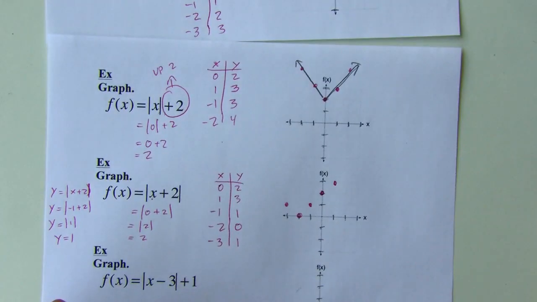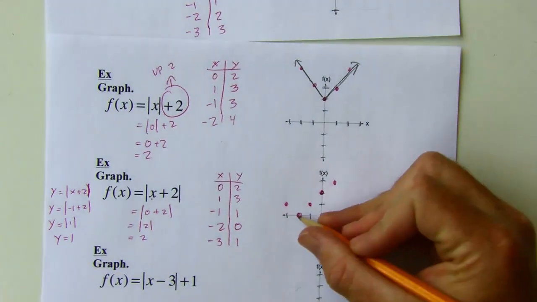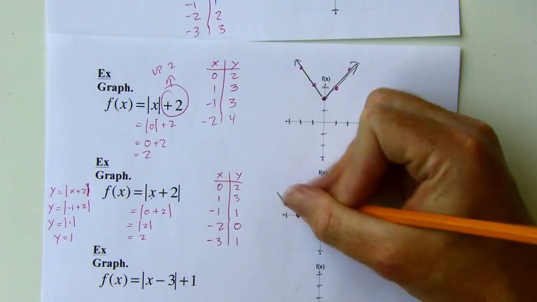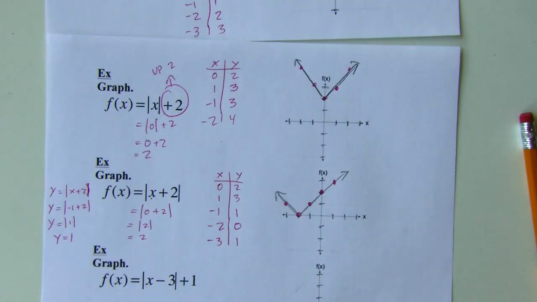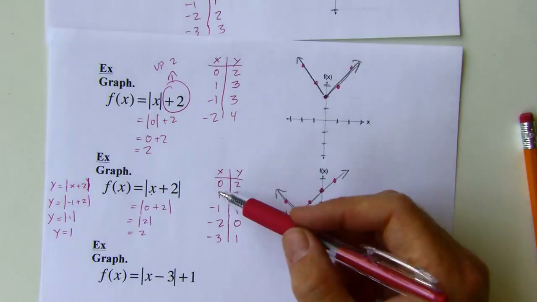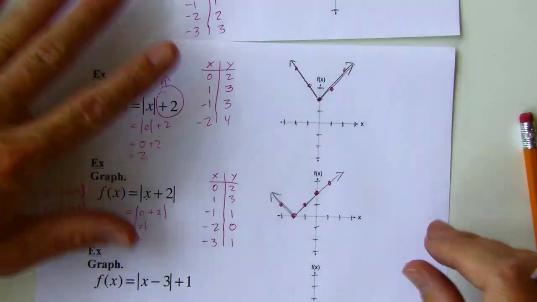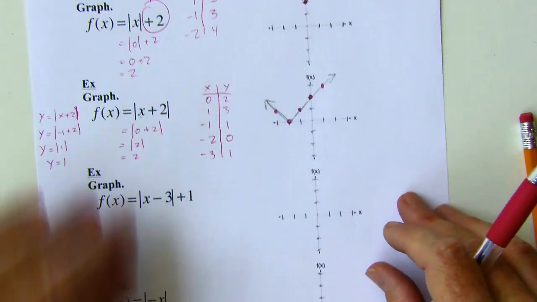Found the turnaround. Okay, so now I can draw in my V. That's just going to continue in that pattern forever. By the way, I don't have to plug in only integers, I could plug in 2.3 or whatever I want, but I'm just using these nice integers because they're the easiest to use, right?